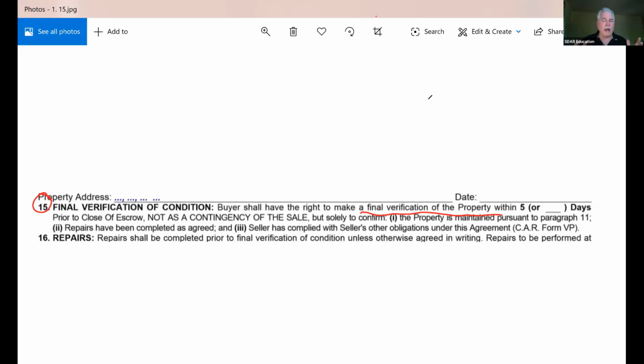So buyers have a right to do a final walkthrough. It's a right. It's not a duty. They don't have to do it. It's a right to do it, and the seller doesn't want to interfere with that buyer's right to do that, okay? So the default language in the contract says sometime within the 5 days.